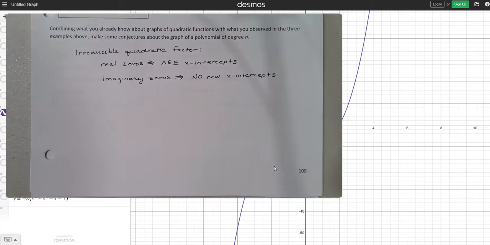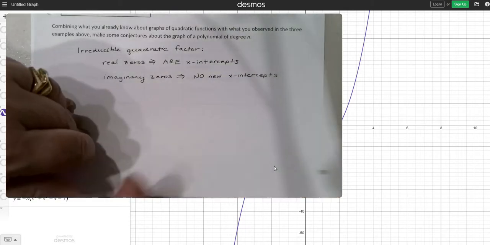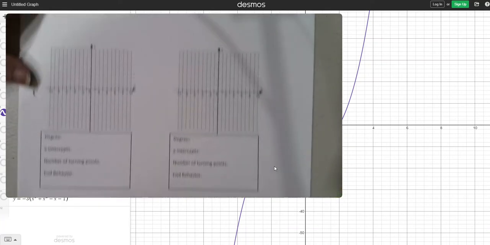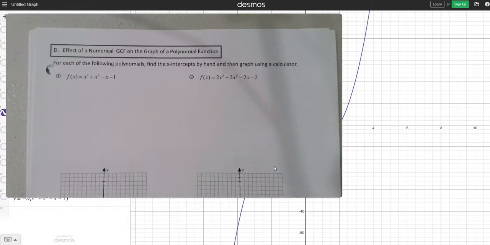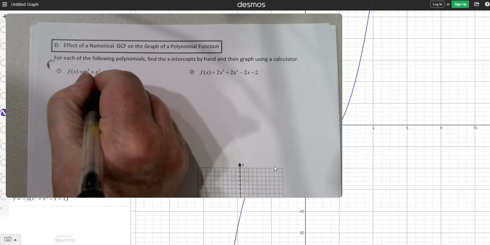All right, we've got one more set of functions to look at, to see one more pattern, and then we're going to be ready to put all this stuff together in a couple of examples. In section D, I want to look at the effect of a numerical GCF on the graph of a polynomial. And again, it says find the x-intercepts by hand, and then we're going to graph using Desmos to sort of see the pattern. So these are not factored for us, so for the first time here we ought to factor again by ourselves, so darn. Let's go ahead and do that.